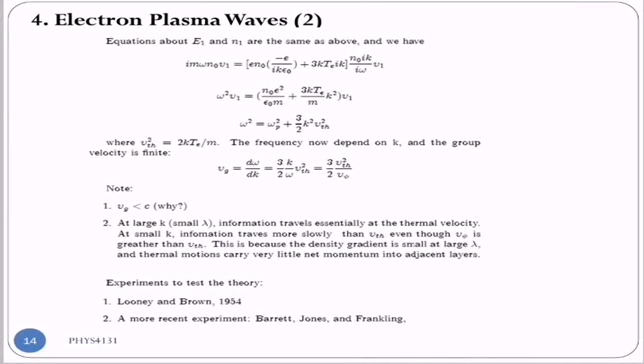The frequency now depends on value of k, and the group velocity is finite here. Group velocity can be calculated as V_g is equal to d omega over dk is equal to 3 by 2 k over omega V_th square, which is equal to 3 by 2 V_th square over v phi, as the phase velocity is equal to omega over k. Therefore, we replace k over omega in this expression with phase velocity term v phi.